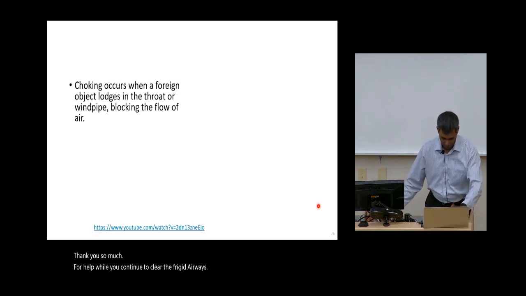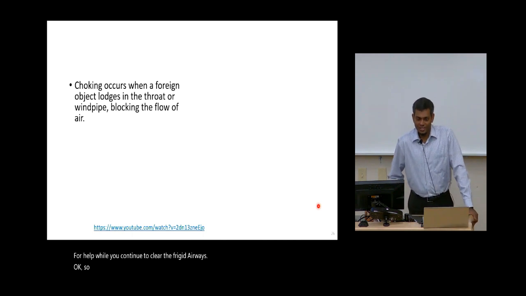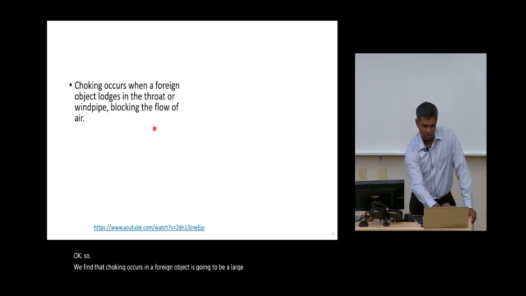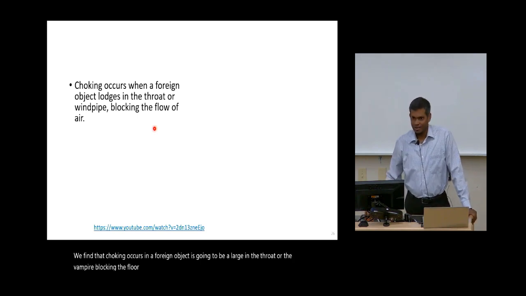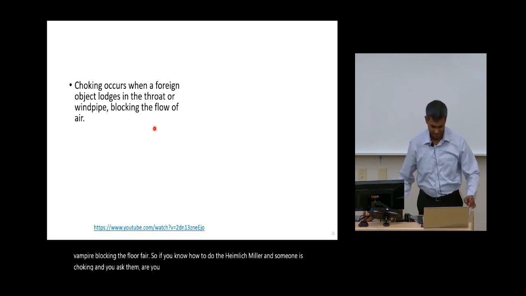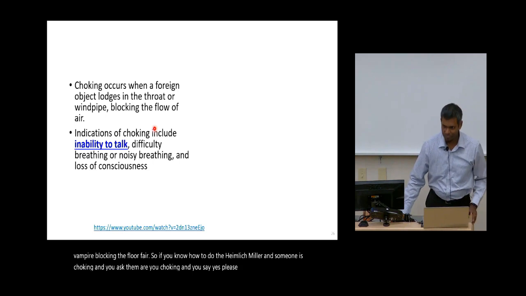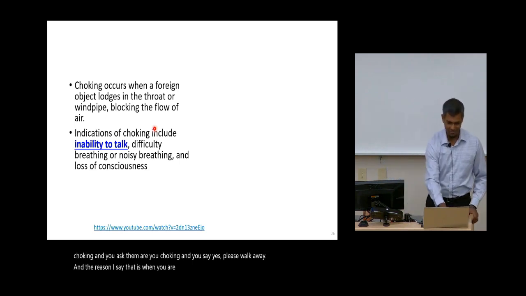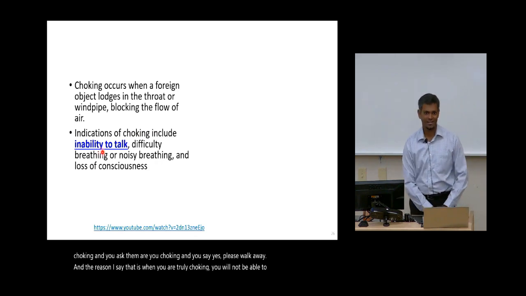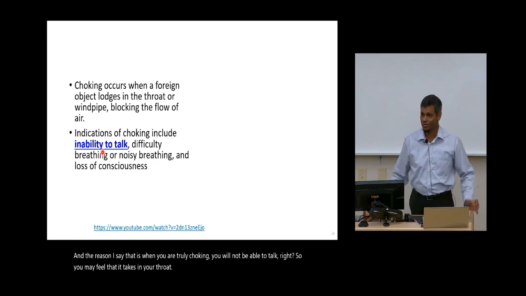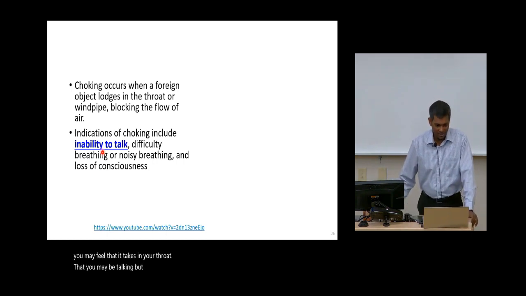Okay, so we find that choking occurs when a foreign object lodges in the throat or the windpipe, blocking the flow of air. So if you know how to do the Heimlich maneuver and someone is choking and you ask them, are you choking? And they say yes, please walk away. The reason I say that is when you are truly choking, you will not be able to talk, right? You may feel an irritation in your throat that you may be choking, but if you're truly choking, you can't speak.